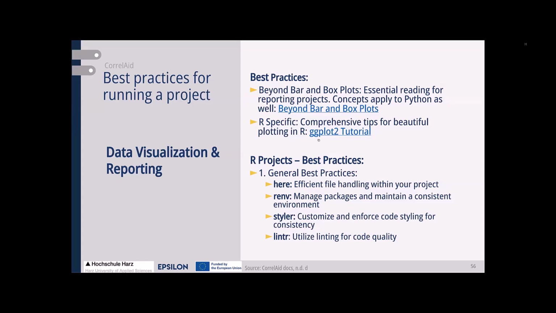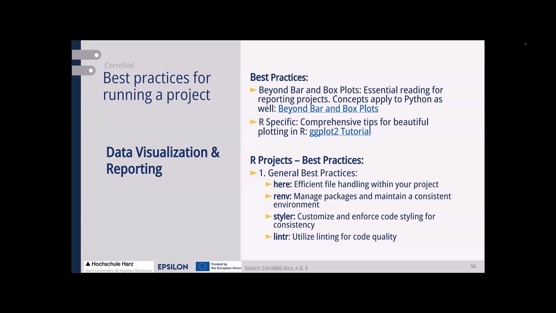The best practices for our projects in general are for the code. You should, first of all, be capable of efficient file handling within your project. So this is meant by this. Also, you should manage the packages, and you should maintain a consistent environment. This means if someone tries to replicate your results on his or her own PC, make sure that the packages are mentioned and are available. So a good solution to that, for instance, would be a Docker container, so that all of the people who have access to the code can run it.